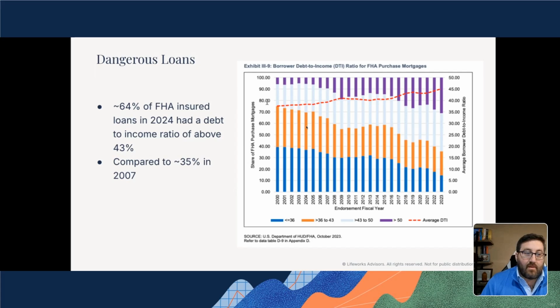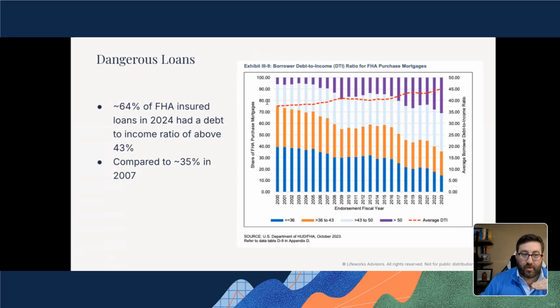But about 64% of FHA insured loans in 2024 had a debt to income ratio of above 43%, which, to put that in context, in 2007, ahead of the Great Recession and ahead of the housing market crash, it was about 35%. But to put that in more perspective, us as financial planners typically use, say, a 28% number to understand if a house is affordable for someone that we're planning with. And even that is, especially in my opinion, the tippy top of what you want to go in terms of home affordability.